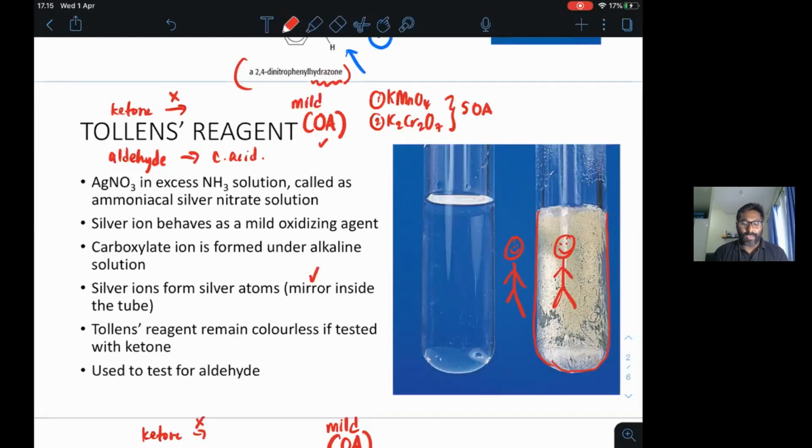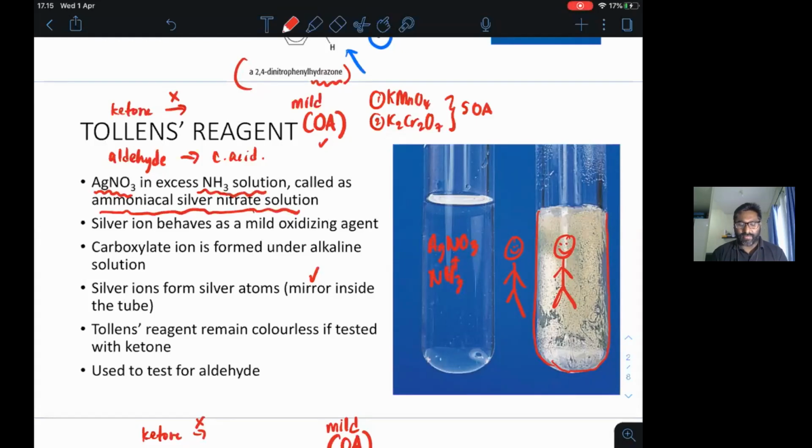Inside the test tube. So what is Tollens' reagent actually? Tollens' reagent is silver nitrate solution in excess ammonia. The full name, as you can see over there, is ammoniacal silver nitrate solution. But I just want you to remember it's silver nitrate with ammonia.